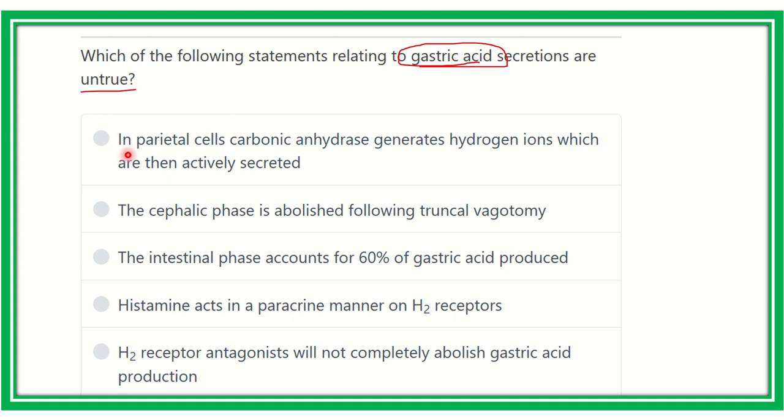Here the options are: in parietal cell, carbonic anhydrase generates hydrogen ions, which are then actively secreted. The cephalic phase is abolished following truncal vagotomy. The intestinal phase accounts for 60% of gastric acid production. Histamine acts in a paracrine manner on H2 receptors. H2 receptor antagonist will not completely abolish gastric acid production. So we have to find out which option is not true regarding gastric acid secretion.